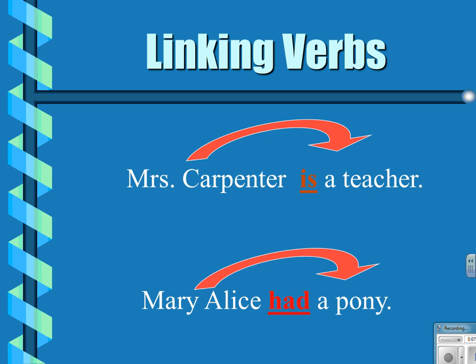Mrs. Carpenter is a teacher. Well, Mrs. Carpenter is being linked with a little bit more information, that she's a teacher. So is connects Mrs. Carpenter with an explanation of who she is, a teacher. Mary Alice had a pony, again explaining a little bit more stuff that we need to know about Mary Alice. So we've got Mary Alice, and we know that she has a pony, and the word that connects it is had.